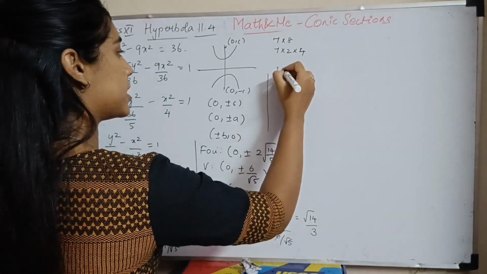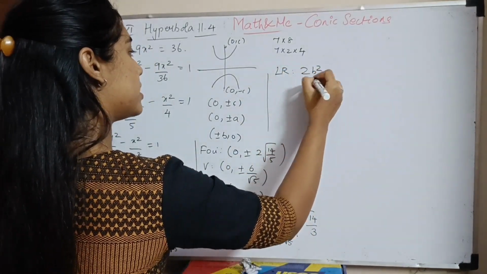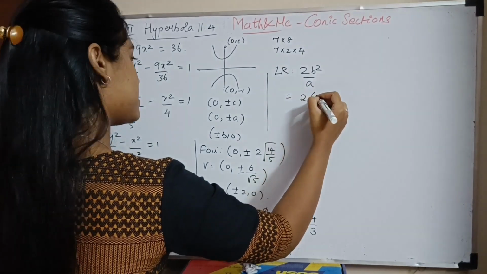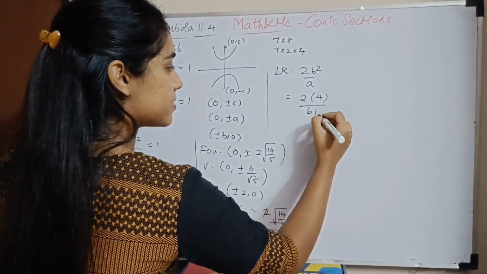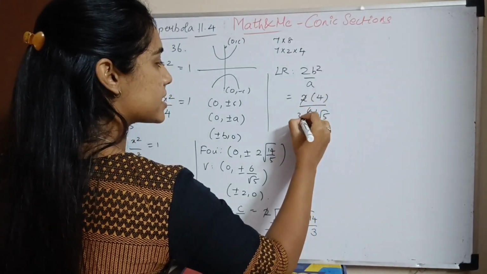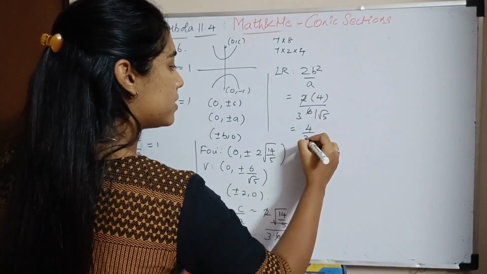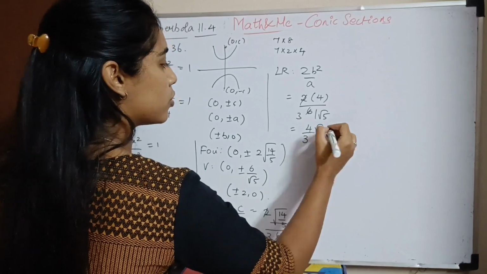Length of the latus rectum is 2b square divided by a, which is 2 times 4 divided by 6 by root 5. 6 divided by root 5. So this gets cancelled. I'm left with 4 by 3 times root 5. Okay.